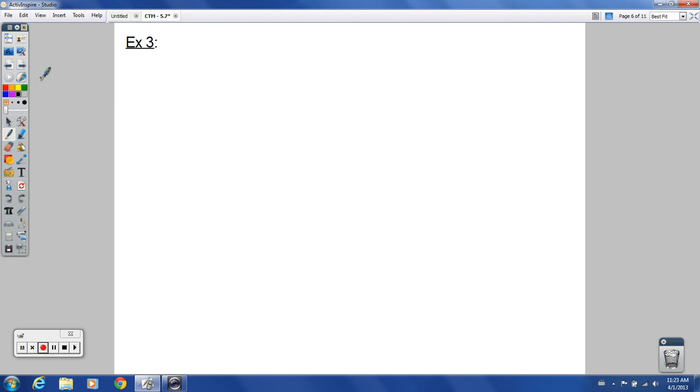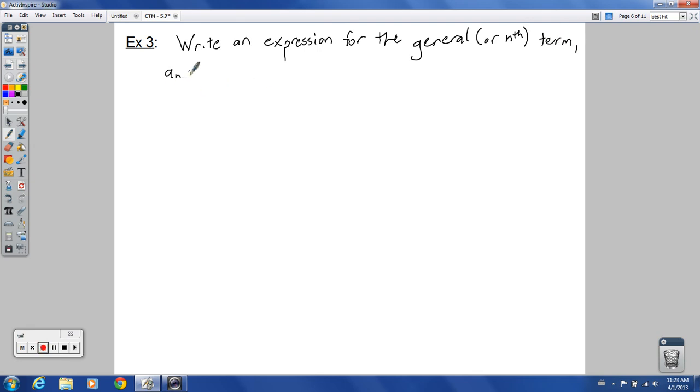Example 3. So we're going to use that same formula, but we're going to write an expression for the general term, which is the same as the nth term, a sub n. And I'm wording it just like the book does, just so we get used to that phraseology, the way it is phrased.